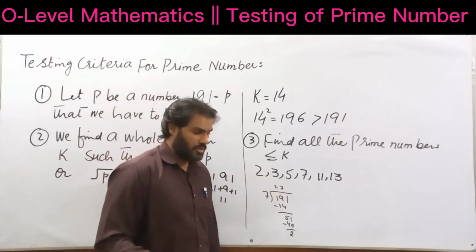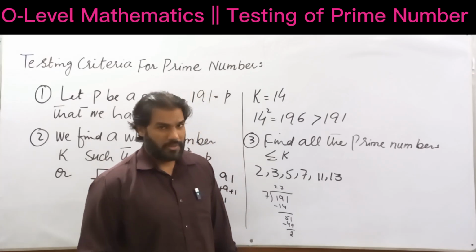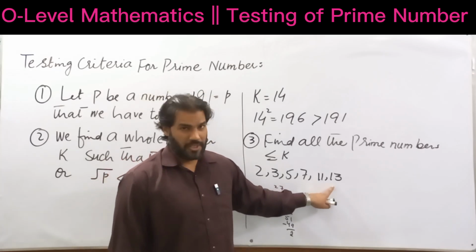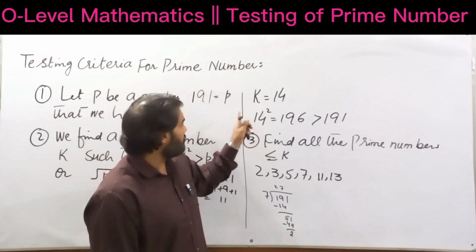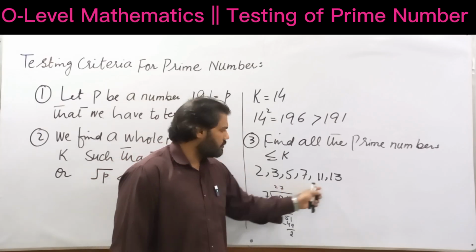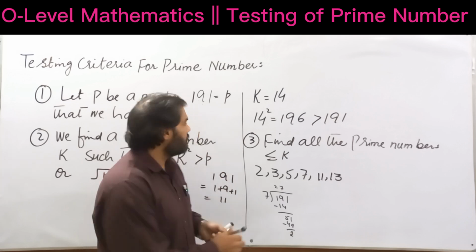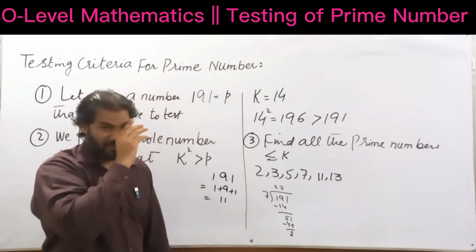Again you can check whether the number is divisible by 11. It is not divisible by 11 and also not divisible by 13. Hence, as the number 191 is not divisible by any of these prime numbers up to 14, we can say that the number 191 is a prime number.